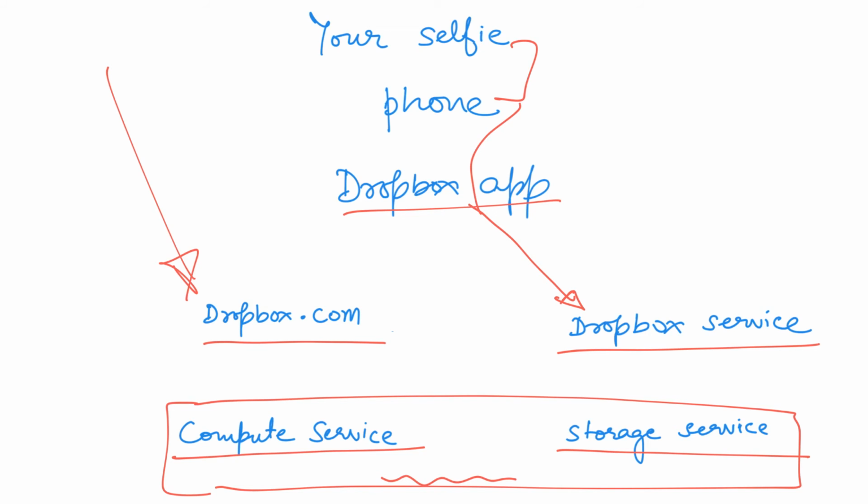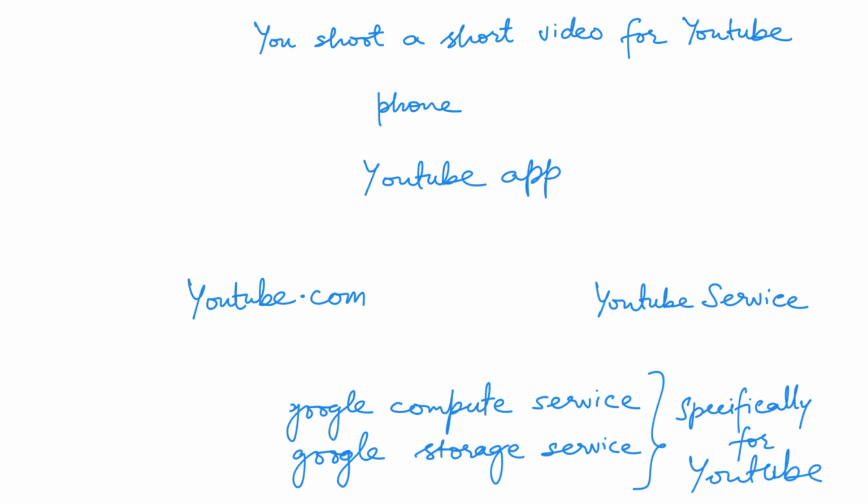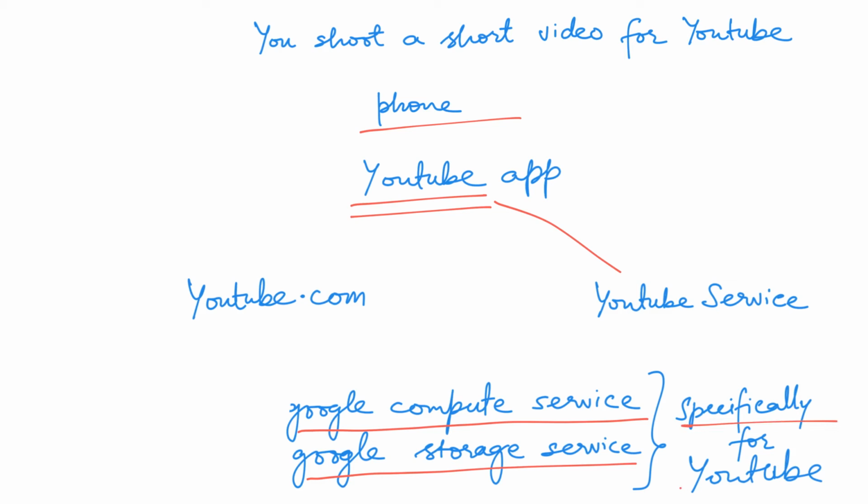That's a scenario. Another scenario: you shoot a short video for YouTube using your phone camera, and you send that YouTube video over to the YouTube app. This app connects to the YouTube service, which in turn is actually running on some Google provided compute service, some Google provided storage service. These are specifically for YouTube usage. And those services are not available to customers outside YouTube. But then this YouTube service itself is available to you through the YouTube app.